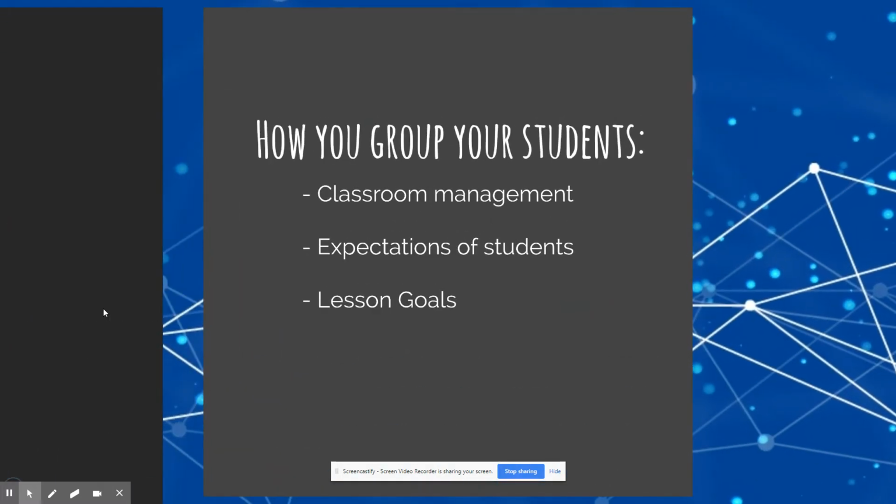But how do you know which strategy to use? Well, obviously, the first is classroom management. You know who not to pair together, so do that. But then it's also the expectations of the students and the lesson goals. If you're expecting every student to do something specific, then maybe you want them paired with someone really smart who can help them reach a certain goal.